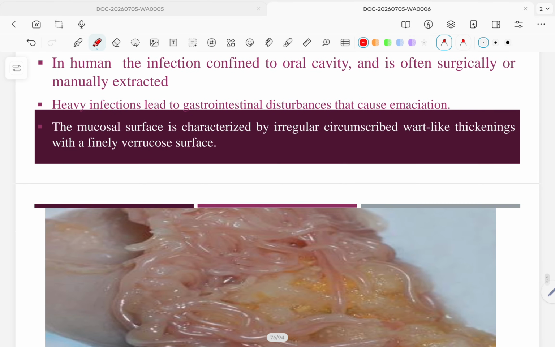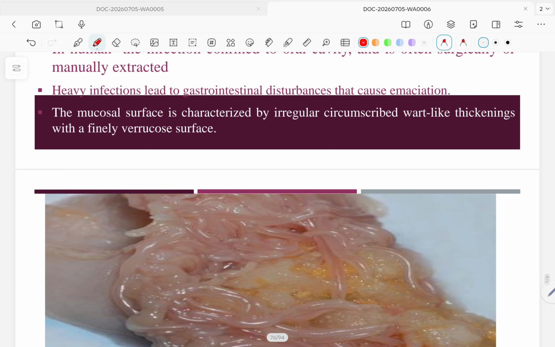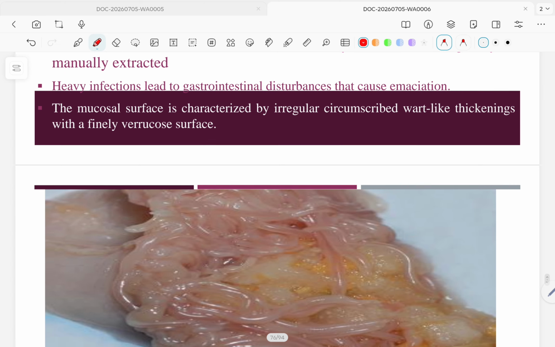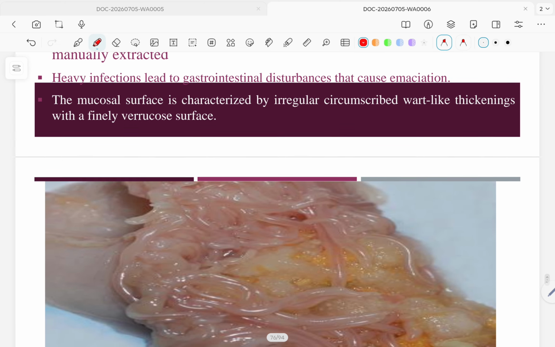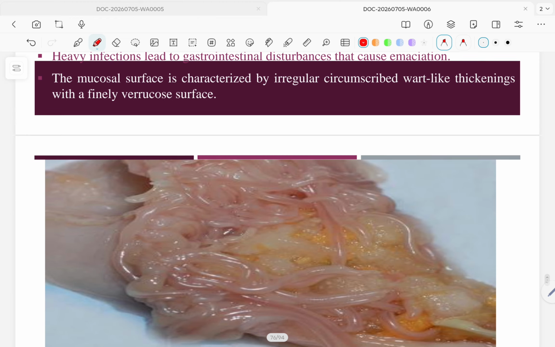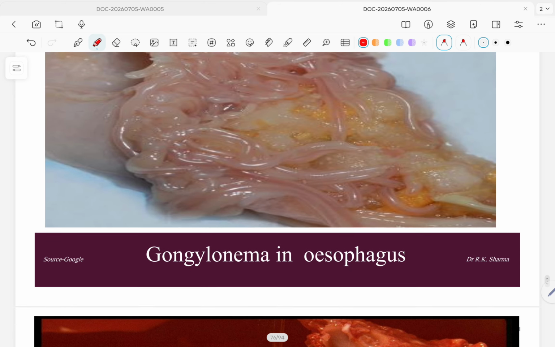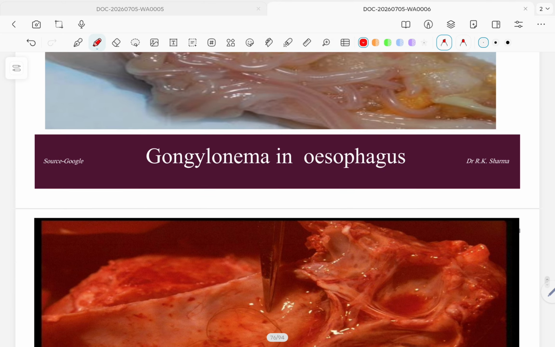The mucosal surface is characterized by irregular circumscribed wart-like thickening with a finely verrucous surface. Gongylonema in esophagus.